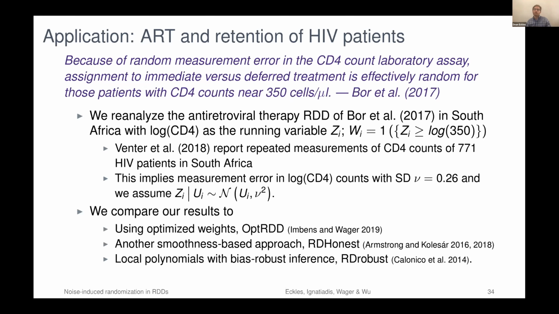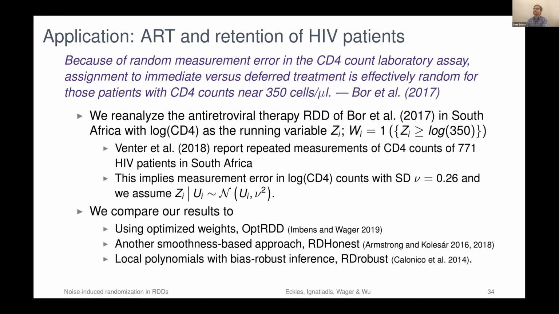We're going to compare our results to using these optimized weights, the approach that's maybe most similar to what we do. This other approach directly exploits assumptions about smoothness of the outcome, by Armstrong and Kolesár. And then also a more traditional approach of using local polynomials, but with bias-robust inference that accounts for the fact that there's bias because we may be undersmoothing the outcome function.